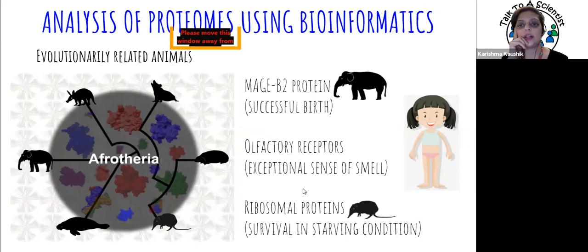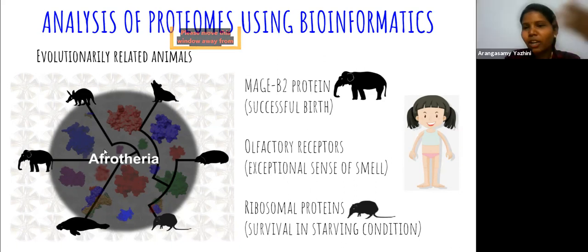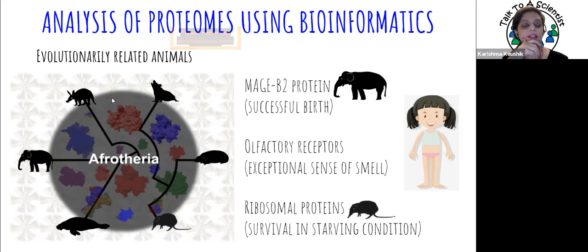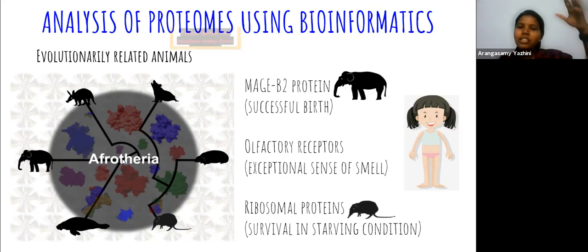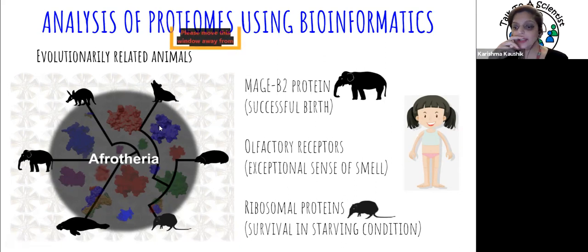What is Afrotheria? I didn't get that, Yazhini. Actually, it's like how we say Homo sapiens for humans, a taxonomic classification. Afrotheria is a group of animals which live in Africa or evolved from Africa. So all these 6 animals, can we name some of them, guys? I can recognize the elephant. Can you recognize any others?